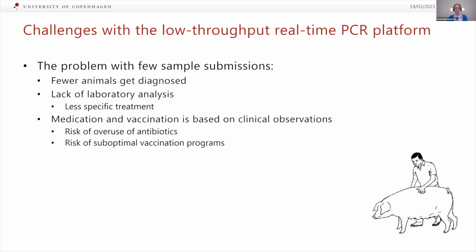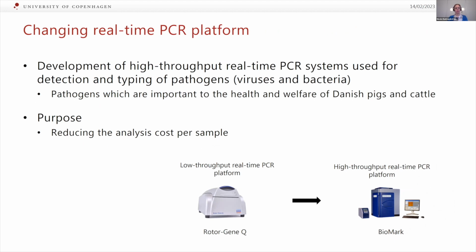So in order to address these challenges, my PhD project was started. The main aim of this project was to develop different high-throughput real-time PCR systems that could be used for detection and typing of pathogens. Here I'm talking about viruses and bacteria. The idea with these systems was that they should be specific for pathogens which are important to the health and welfare of Danish pigs and cattle. Furthermore, a purpose was also to reduce the analysis cost per sample. So we wanted to change from this so-called low-throughput platform to a high-throughput platform.